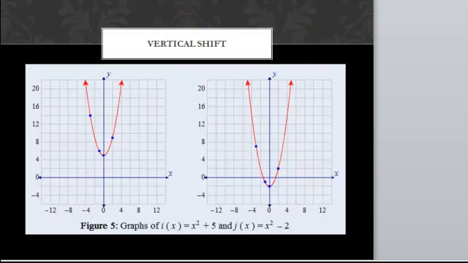Then we have a vertical shift. This happens if you add or subtract on the outside of the function. See, this one says plus 5. That just took this graph and shifted it up 5 units. See, this 5 is not being squared. If it's outside the function, it will shift up or down, and it'll do exactly what it says. Plus 5 means up 5. Minus 2 means down 2.